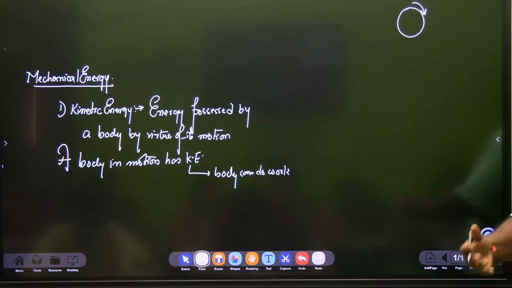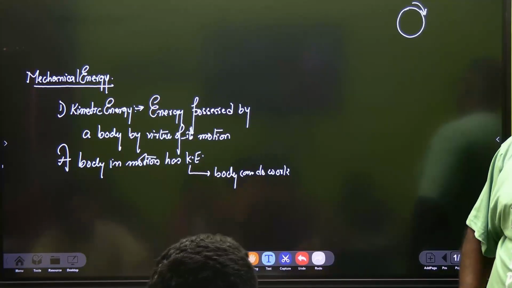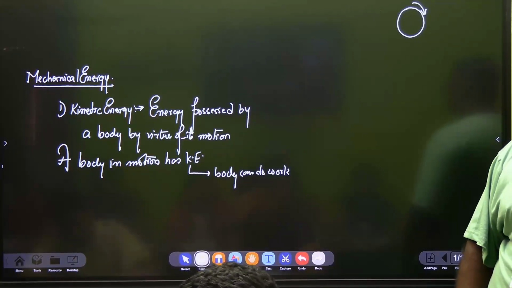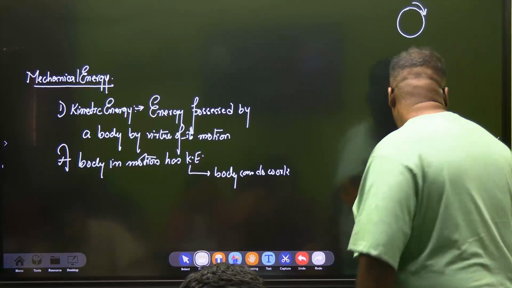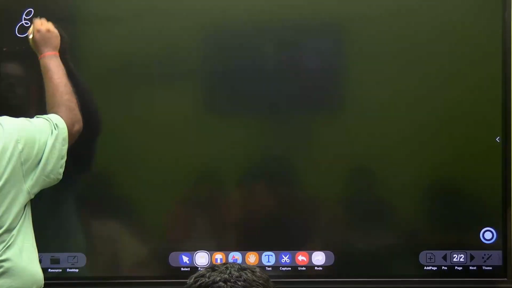Virtue. By virtue of, what does virtue mean? Due to. Virtue means due to. By virtue of motion is known as kinetic energy. Okay? Let's now go for the derivation of the expression for kinetic energy.